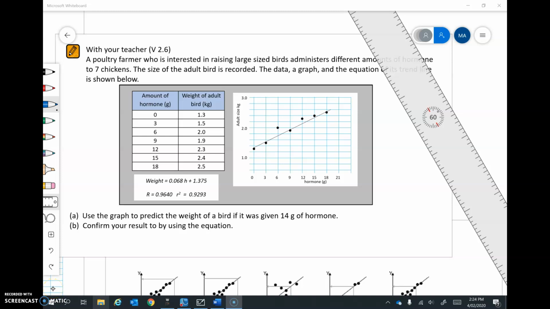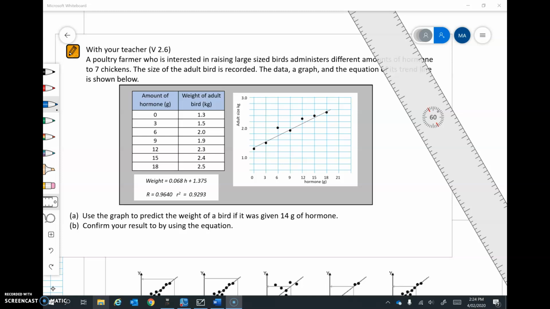General Math students, in this video we're going to be making some predictions using the graph and equation. So the data we have here is for a poultry farmer who's been administering hormones to chickens. The more hormone that's administered, the bigger the bird.